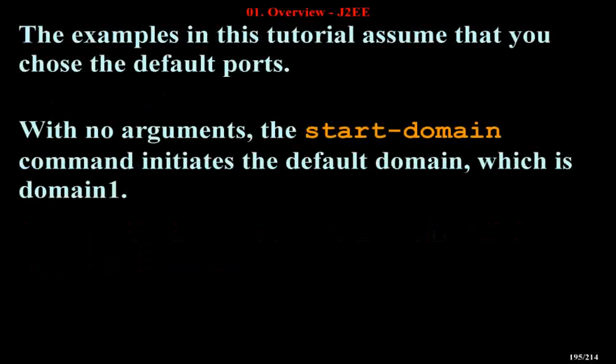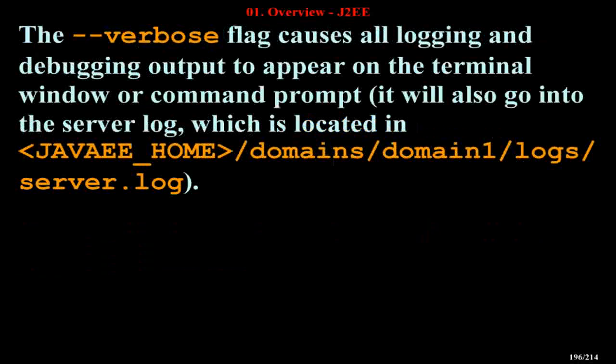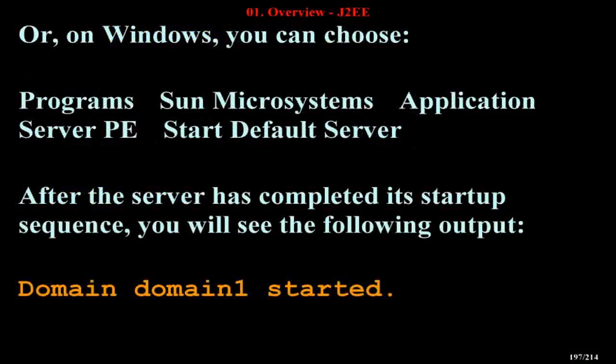With no arguments, the start-domain command initiates the default domain, which is domain1. The verbose flag causes all logging and debugging output to appear on the terminal window or command prompt. It will also go into the server log, which is located in JAVA_HOME/domains/domain1/logs/server.log, or, on Windows, you can choose Program Sun Microsystems Application Server PE, Start Default Server.